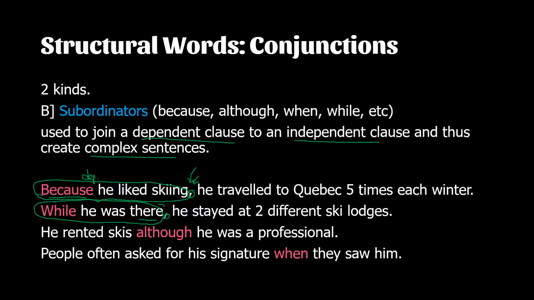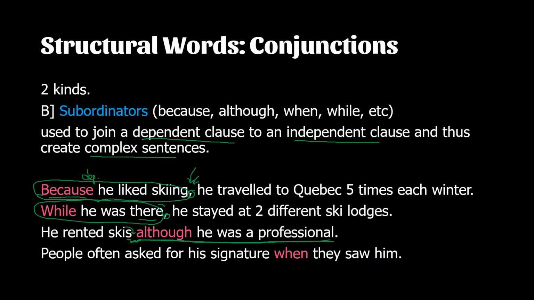Let's look at the dependent clauses in the last 2 examples. He rented skis although he was a professional. I don't pause, and my intonation doesn't come down. He rented skis although he was a professional. In fact, the sound z of skis kind of blends together with the a of although. He rented skis although he was a professional. There's no gap, so therefore there's no comma. Another way to think of it is the dependent clause is last in the sentence. When it's last, we don't need a comma.